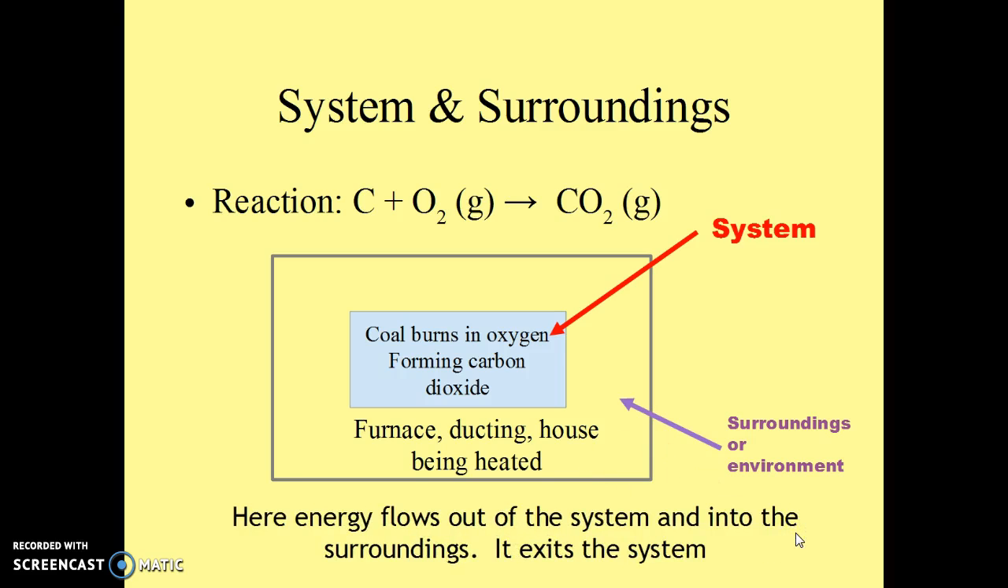Now, here energy is flowing out of the system, out of the chemical reaction into the surroundings. We say it's exiting the system. We call this then an exothermic process, an exothermic chemical reaction.